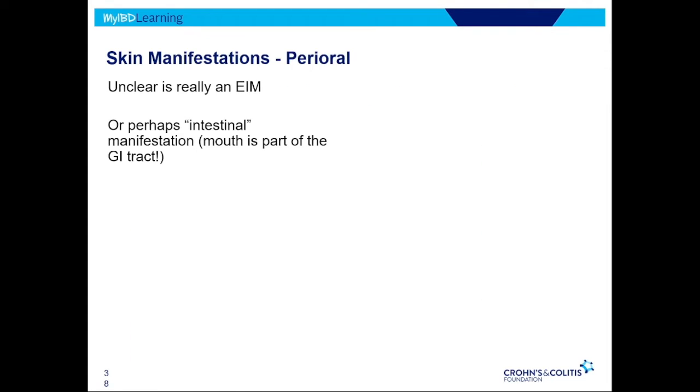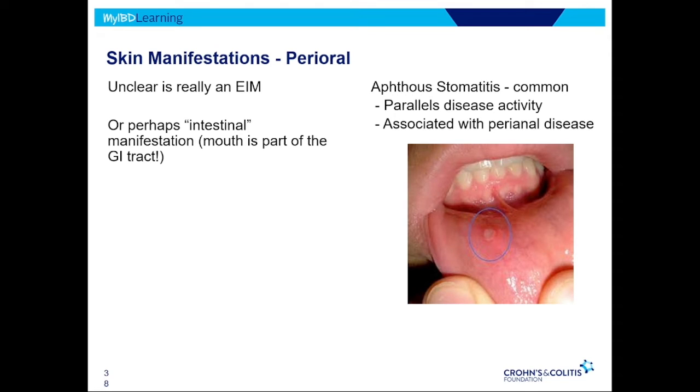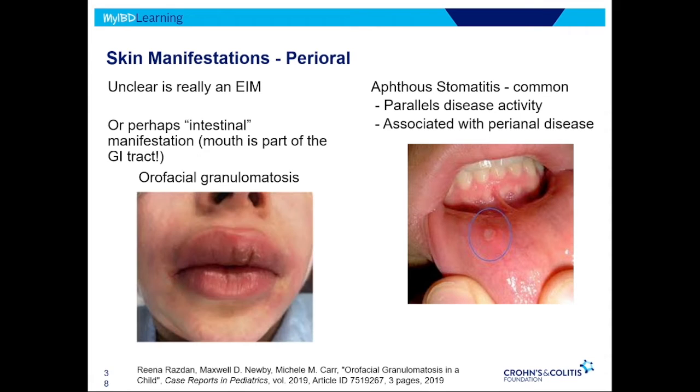A little bit about perioral. This is around the mouth. There's this debate of whether or not this is really an extraintestinal manifestation because the mouth is part of the GI tract, but that's just a technical thing. This is a very common one, are these aphthous ulcers, these little painful ulcers inside the lips or the gum. These are very common, and it can parallel, so this is usually when your GI disease is active, you can have these. And these are associated with perianal fistula disease.